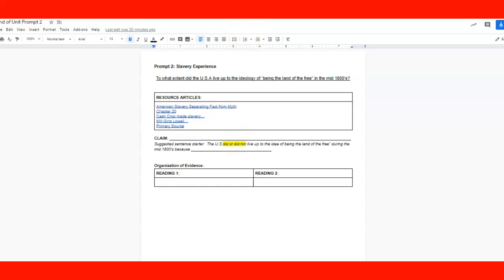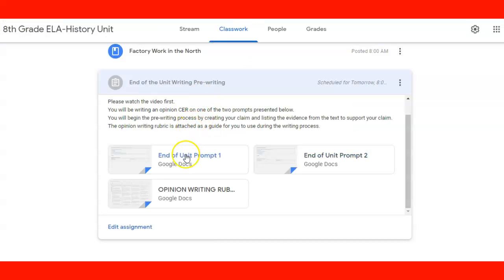Now, we're done looking at our 2 prompts. Again, you're not going to write about both of them. You need to choose one. Which one are you interested in? Are you interested in prompt 1, which is about the differences and the causes of war? Or are you interested in prompt number 2, in which being the land of the free and having slavery?